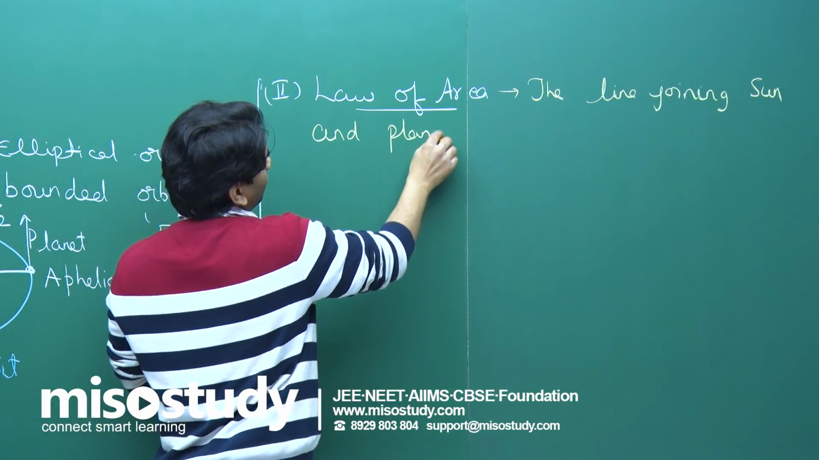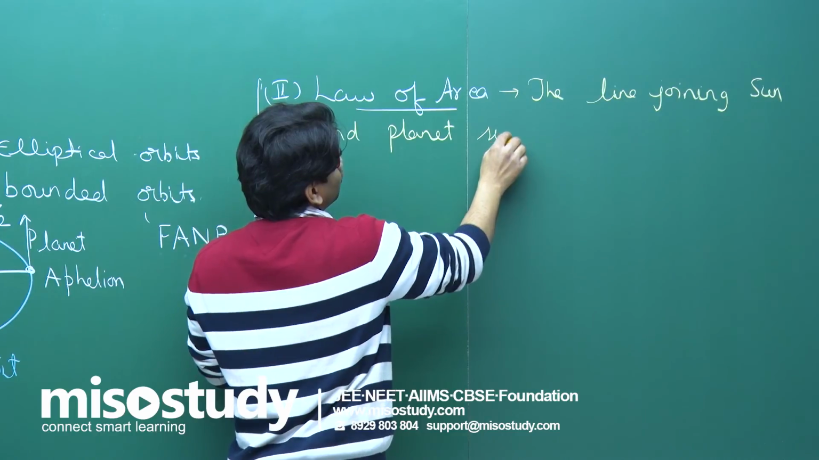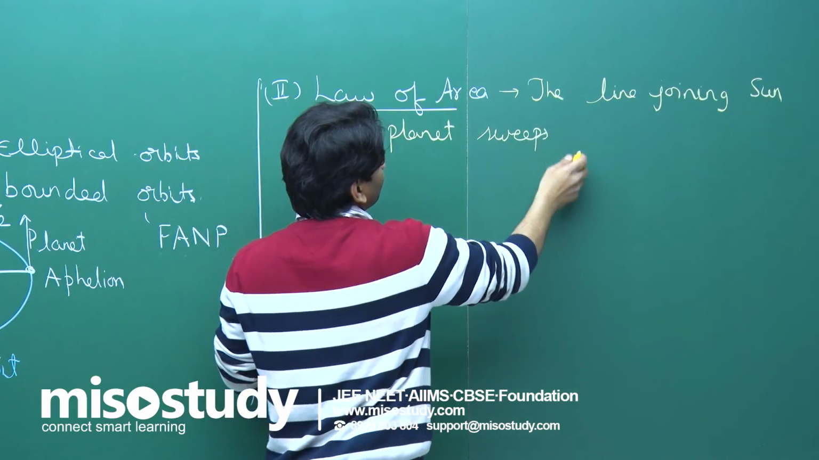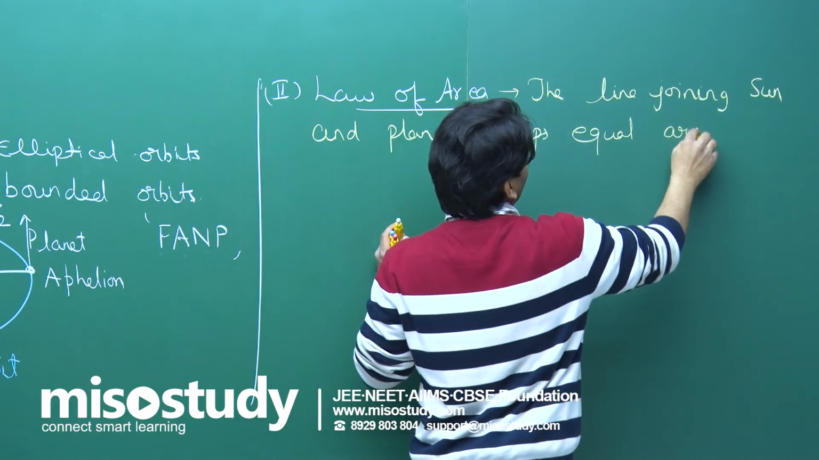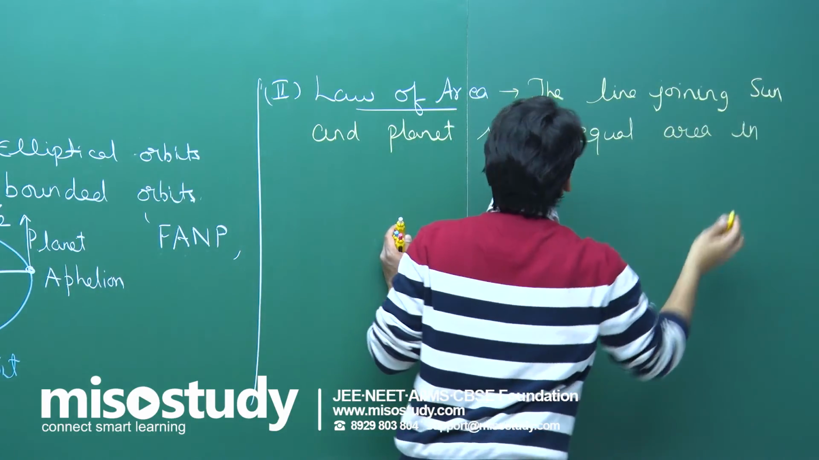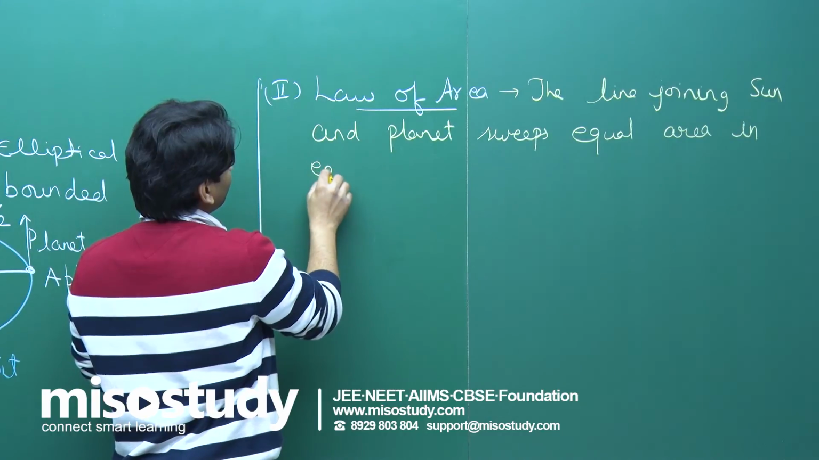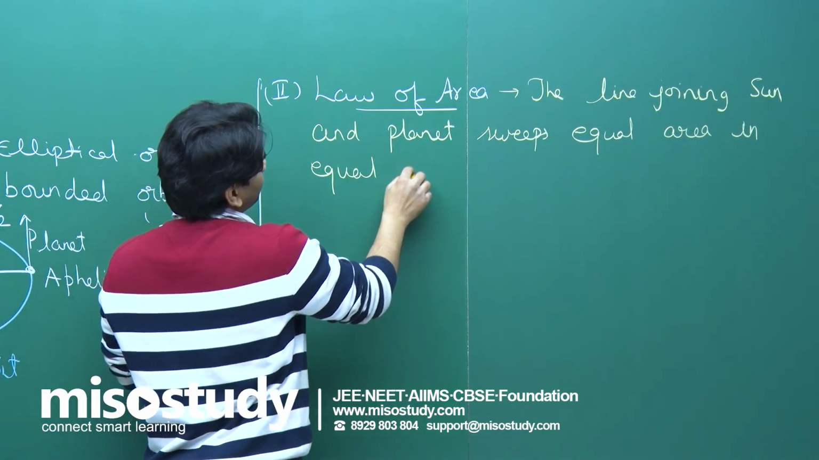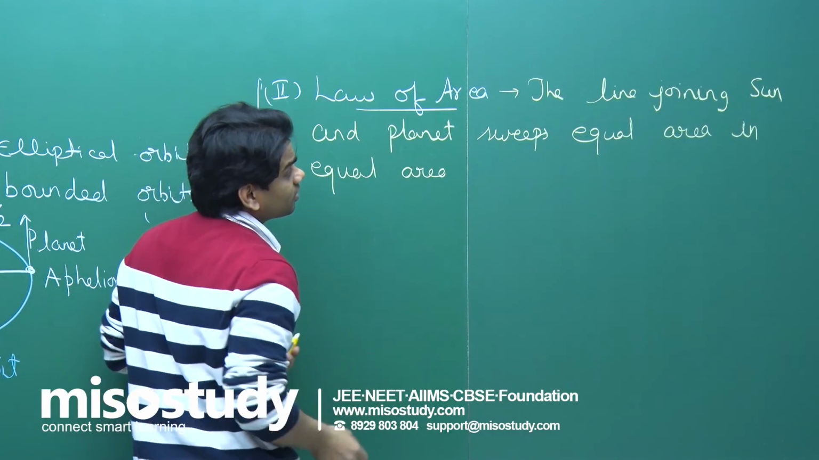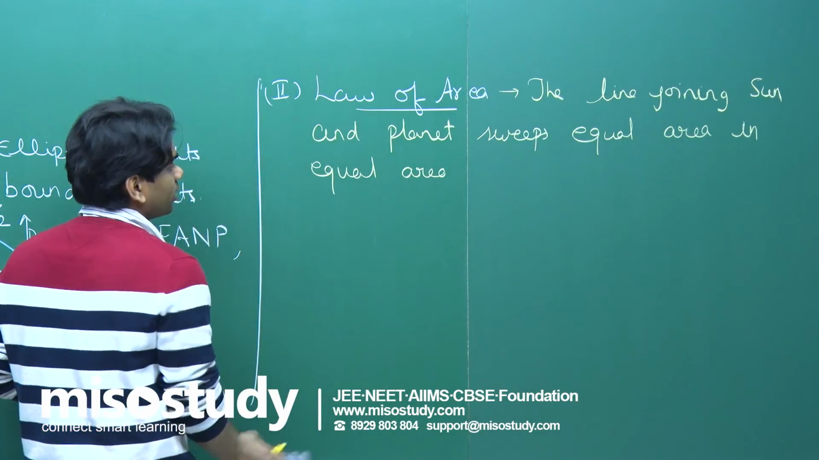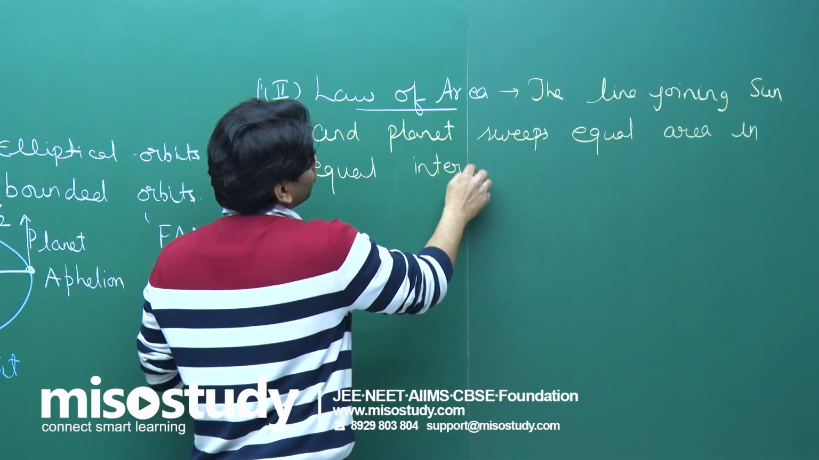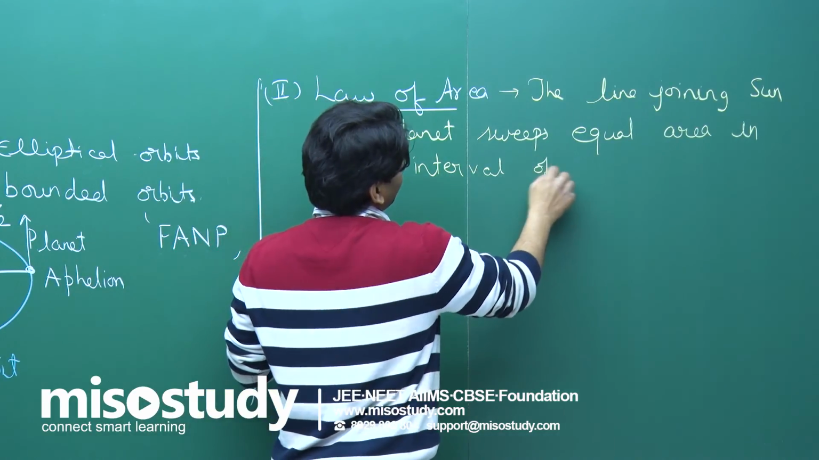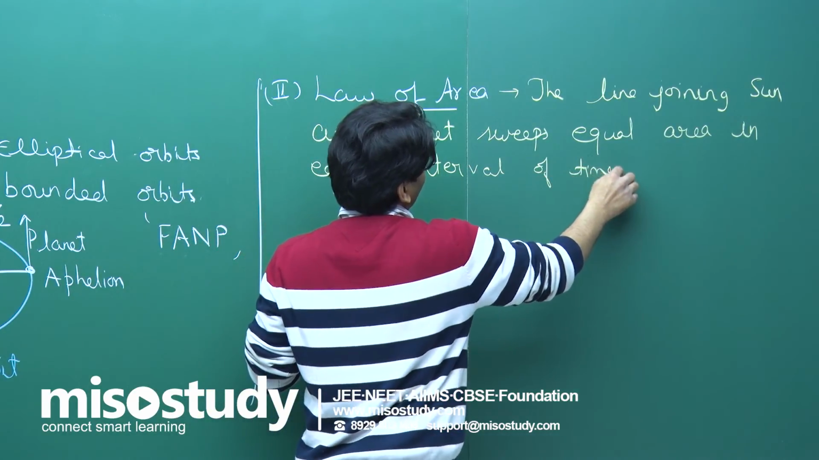Sun and planet sweeps equal area in equal interval of time. Hope that you can easily get that. This is what the second law says, that it sweeps equal area in equal interval of time. And it's quite easy to understand with this statement what I mean to say with the second law.